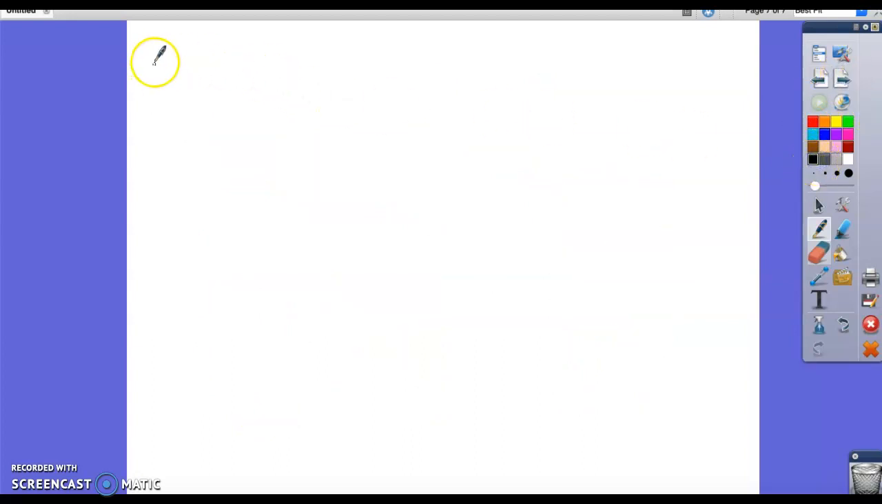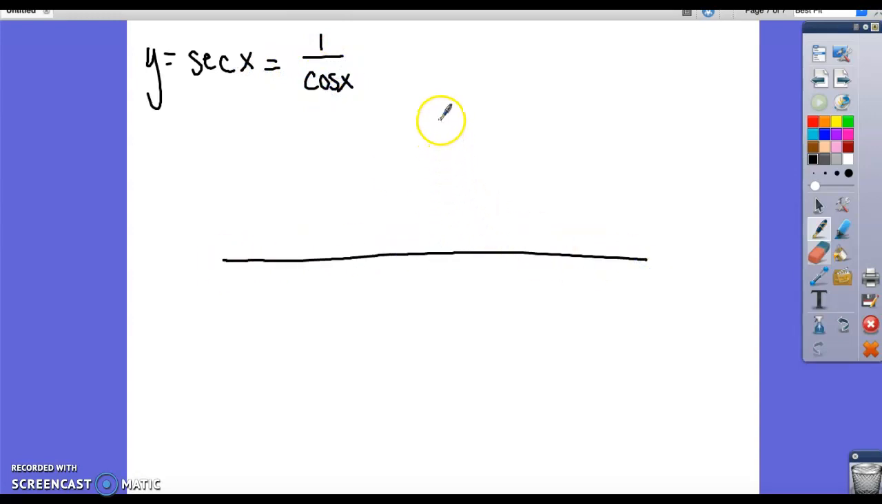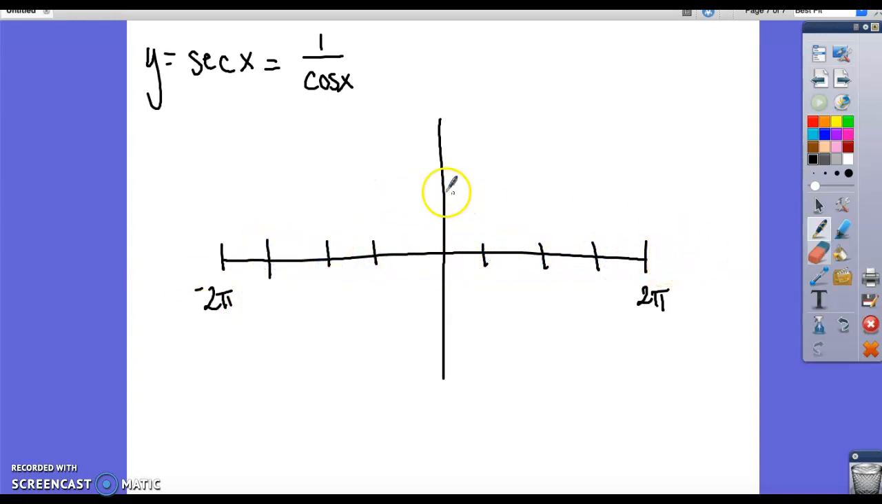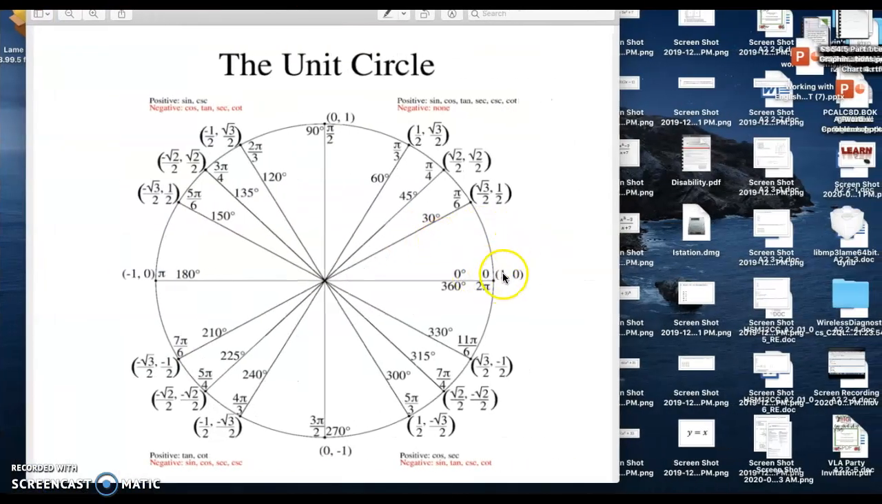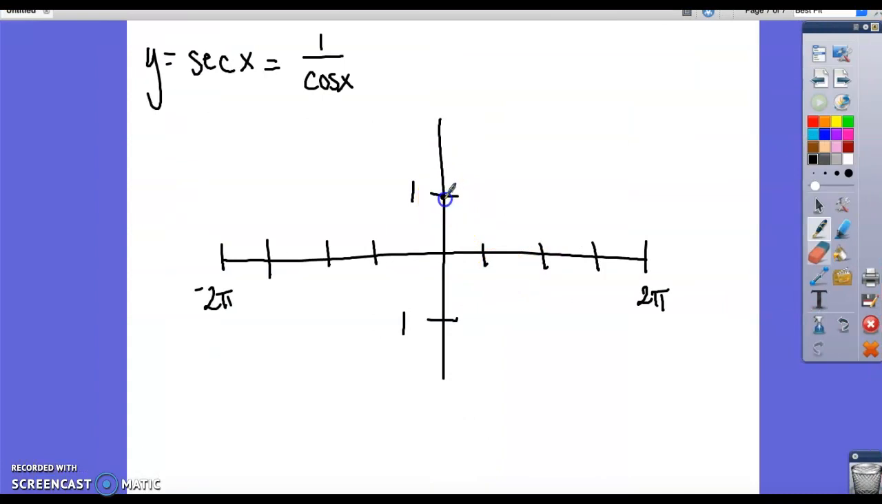Okay, we are going to graph secant the same way, using the fact that secant is the reciprocal of cosine. The period of cosine is 2 pi, so I'm going to graph from -2 pi to +2 pi. When we start at 0, again just looking at the unit circle, at 0 degrees, the cosine is 1. That's why we're starting up at that amplitude.